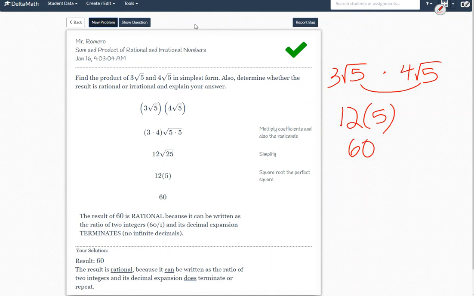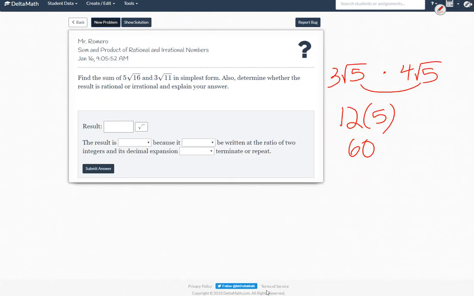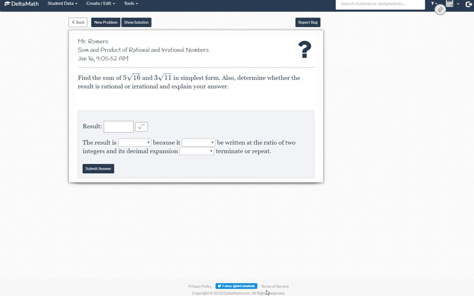Here, let's do another one. Oh no, they flipped the script on us. Now what it says is sum. What does sum mean? Adding, which is what we've just been working on. Are the radicals the same? No, but when we go to simplify them, 11 is prime, but then here's another word we haven't used much. 16 is perfect. If you want to do a tree with 16, you can. You just don't have to.